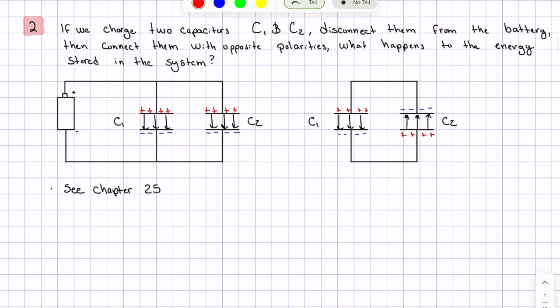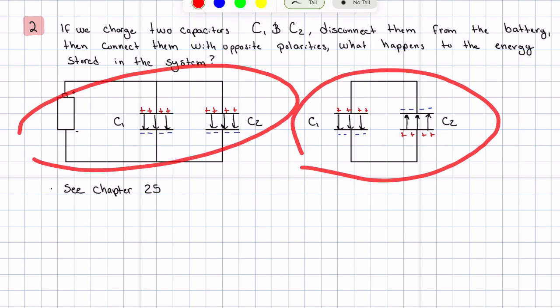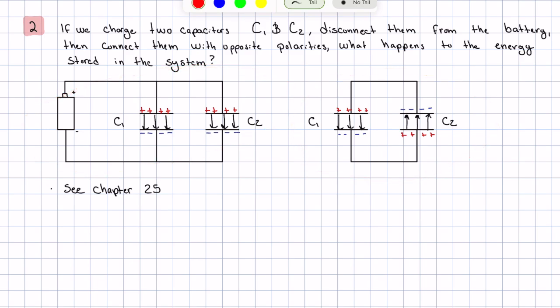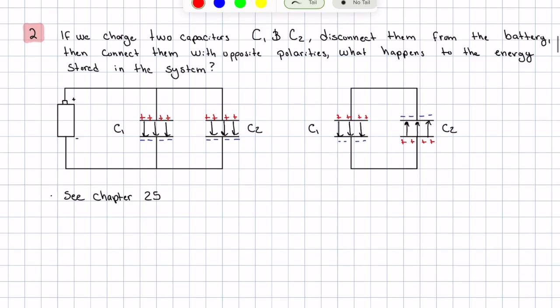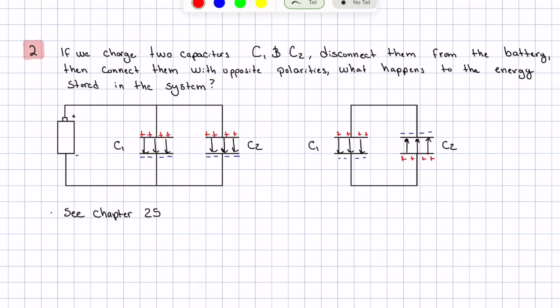In 2, you're asked, if we charge 2 capacitors, C1 and C2, disconnect them from the battery, then connect them with opposite polarities, what happens to the energy stored in the system? You might not be given these drawings. I'm providing them for you just to help you along your way. But what I find people have the most difficulty with is this, connecting them with opposite polarities.